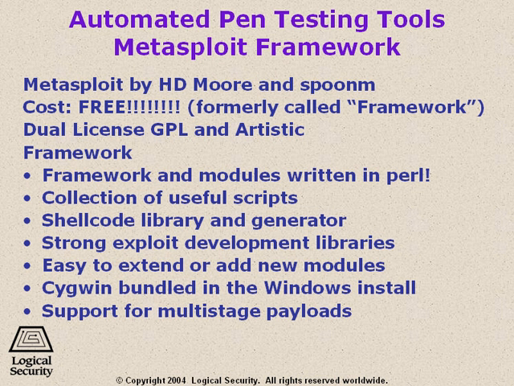It has a shellcode library generator, so it can generate on the fly the shellcode and the libraries that it uses to infect and exploit. It's got strong exploit development libraries. In other words, you can develop your own. It's easy to extend and add new modules to, whether they're ones you downloaded from a security site or one that you created on your own. Cygwin is bundled in for the Windows install, which is a client that essentially gives you a bash shell for a Win32 environment, and it supports multi-stage payloads so that you can exploit on multiple levels and put many different exploits in a single payload.